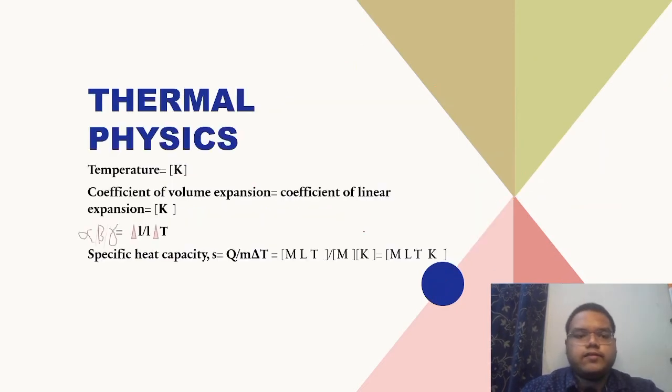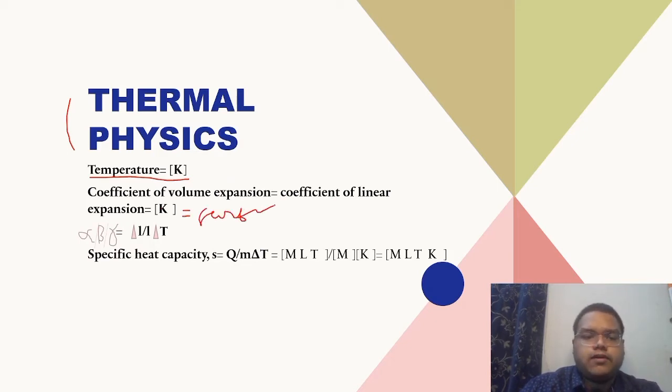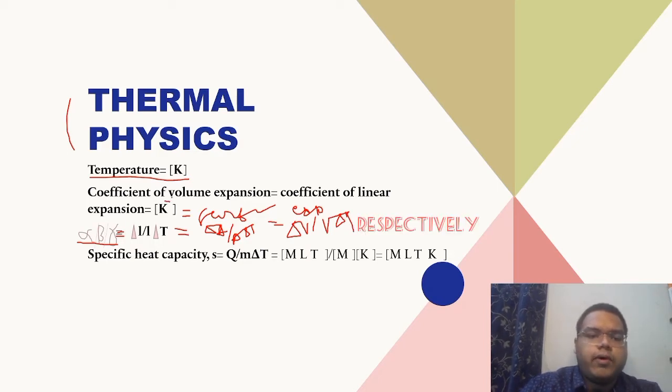Done. Next, thermal physics. Temperature is denoted by K. Coefficient of volume expansion, coefficient of linear expansion, coefficient of superficial or surface expansion, alpha or beta or gamma, is equal to delta L by L delta T, equal to delta A by A delta T, which is equal to delta V by V delta T. Okay. So the dimension will be K to the power minus 1, since T is in the denominator.